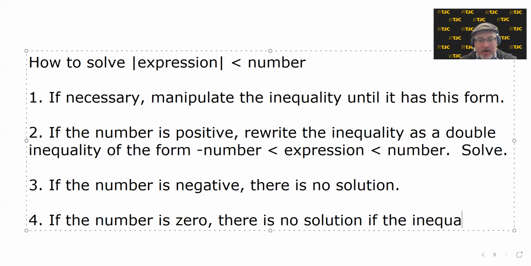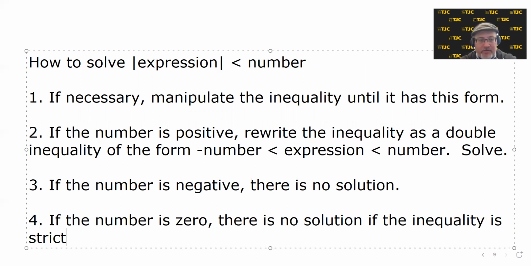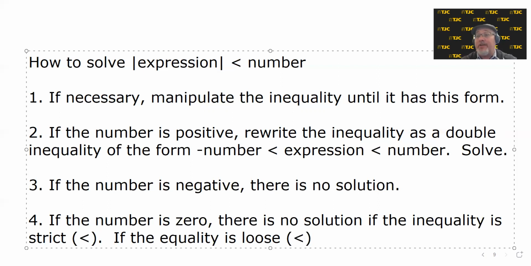if the inequality is strict, meaning it's just less than. If the inequality is, for lack of a better word, loose, and when I say loose, I mean less than or equal to, I'll have to draw a line underneath in just a second. You solve expression equals 0. Let me draw that line underneath there. Okay.